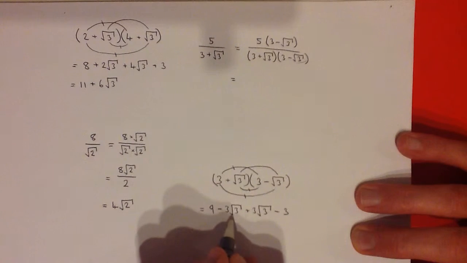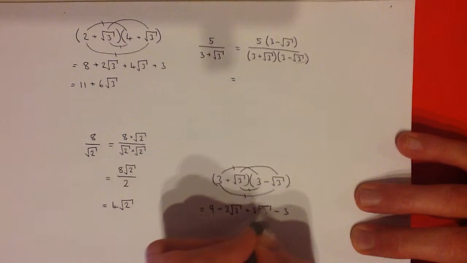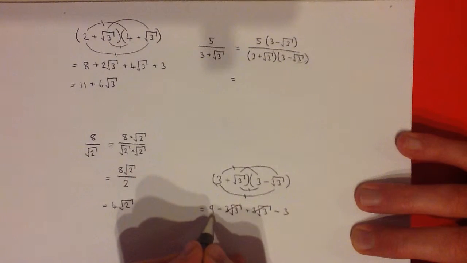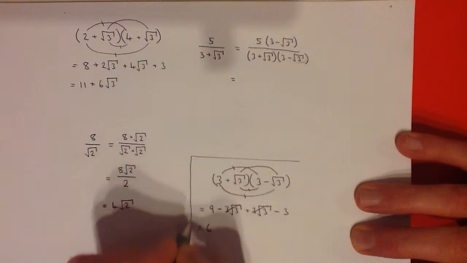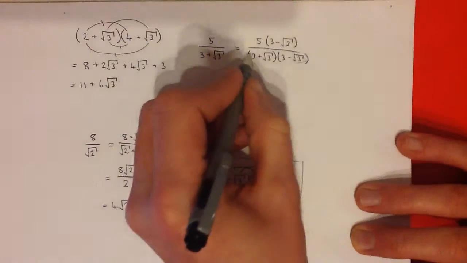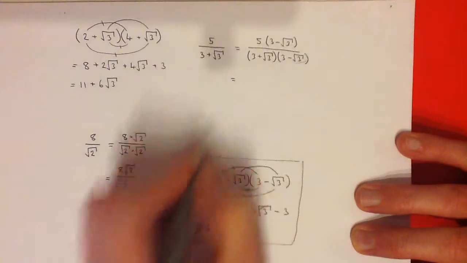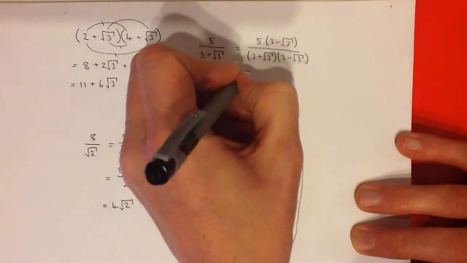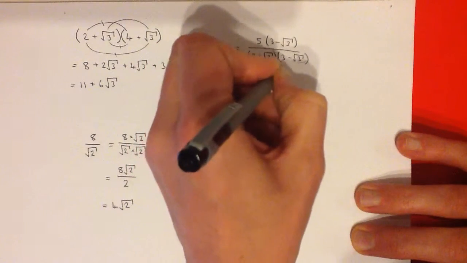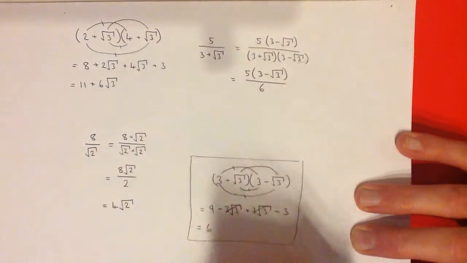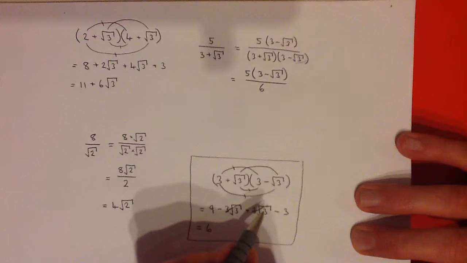Now the trick with this is you can see that we've got negative 3 times the square root of 3, positive 3 times the square root of 3 here. These two terms cancel, which just leaves us with 9 take away 3, which is 6. Now this bit here was all just to simplify this denominator here, which leaves us with this being replaced by just 6. So 5 times by 3 minus the square root of 3 all over 6. In some cases there might be some simplification to be done. In this case we can leave that as the answer.